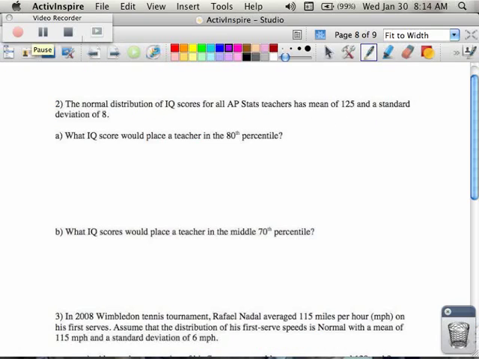Example number 2, very similar to the previous example. We're talking about normal distribution of IQ scores. There's a mean of 125 and a standard deviation of 8. So the thing that I want to do is I want to be able to talk about an IQ score in the 80th percentile. So I draw my picture to demonstrate that I understand what's going on.